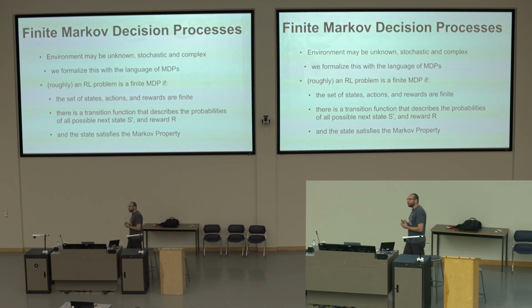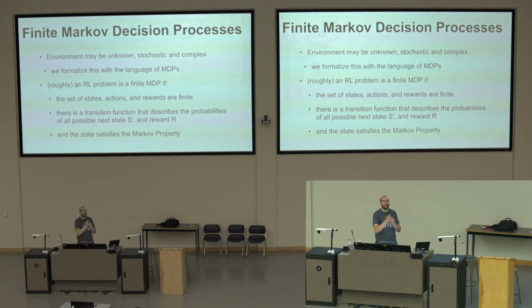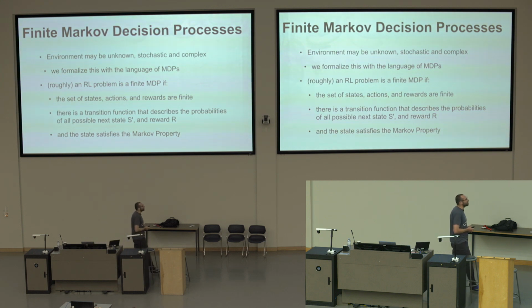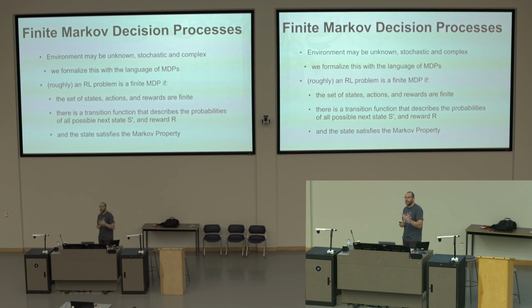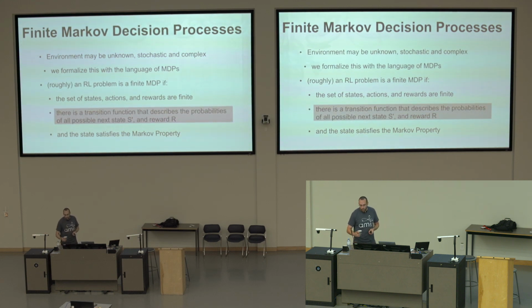Okay, and we also need some way to describe the transition dynamics. How does the environment go from one state to another based on the agent's action? So we're going to talk about a transition function that just tells us the probabilities of all the next possible states and next possible rewards, given that the agent is in some state and takes an action. And we also want the state to satisfy a Markov property. We're going to talk about that in a second. This is the big technical thing we need to talk about, and it's really quite simple.